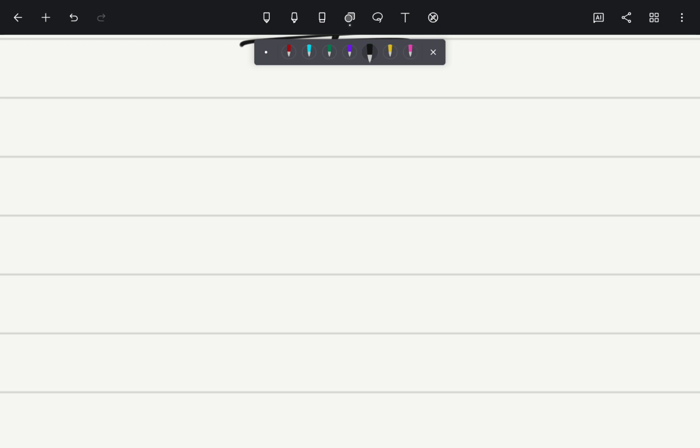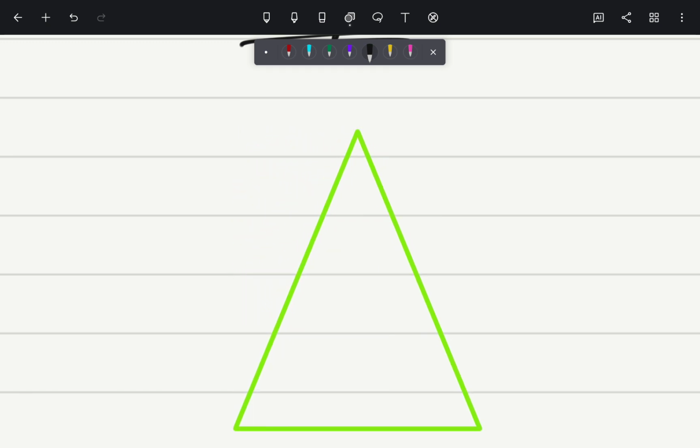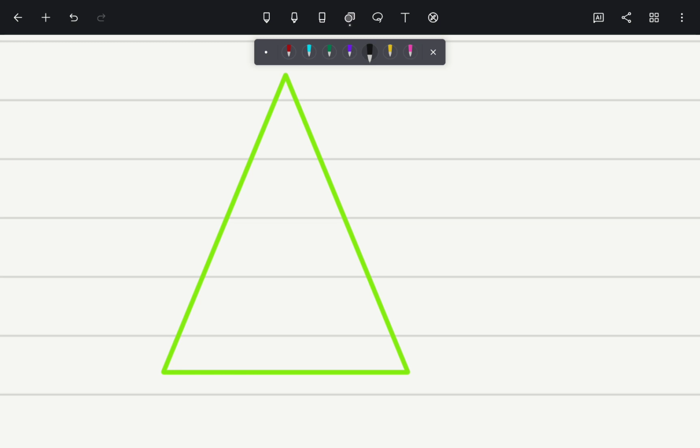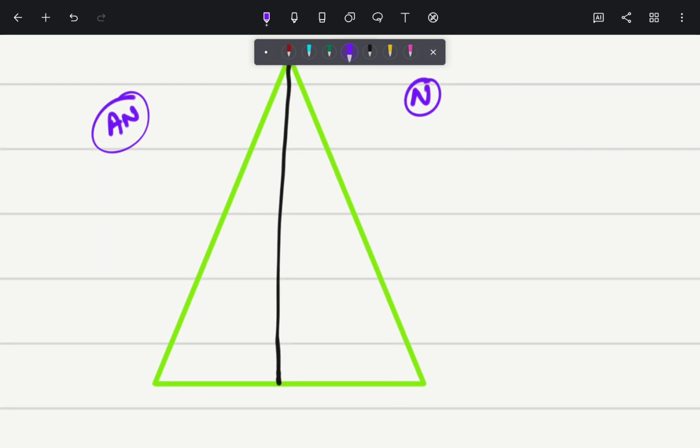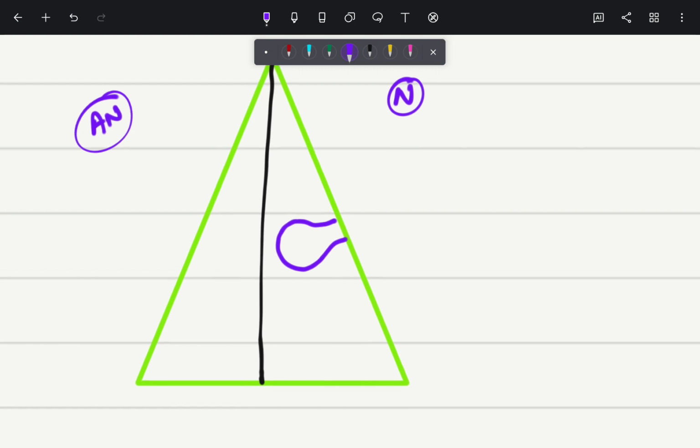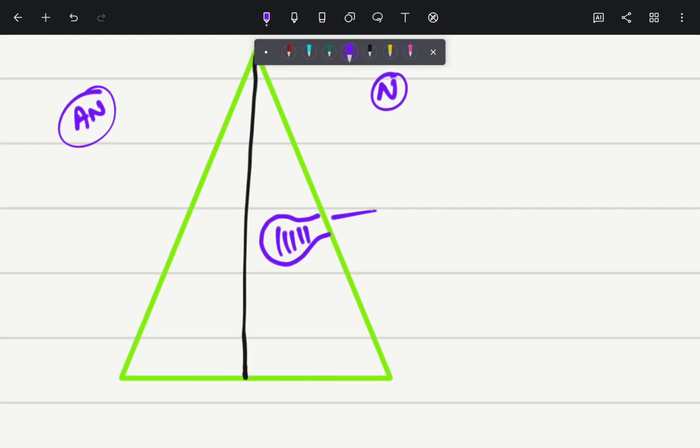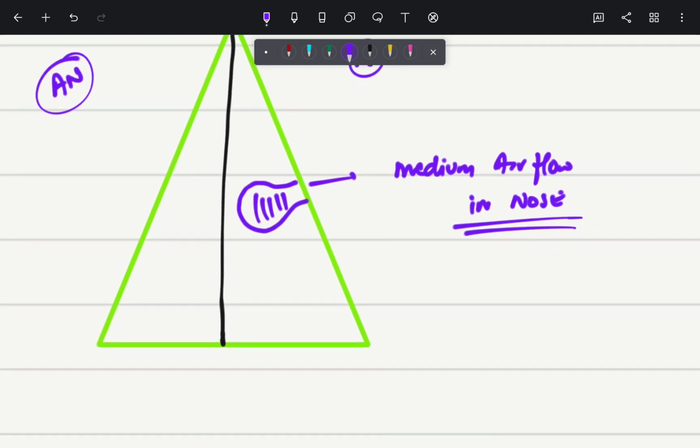Once again let's draw the diagram here. This is the external nose, and here we have the midline nasal septum. Imagine this is the normal side and this is the abnormal side. First we will understand what is happening on the normal side. Here is one turbinate. What is the function of this turbinate? The function is to maintain medium airflow in our nose.